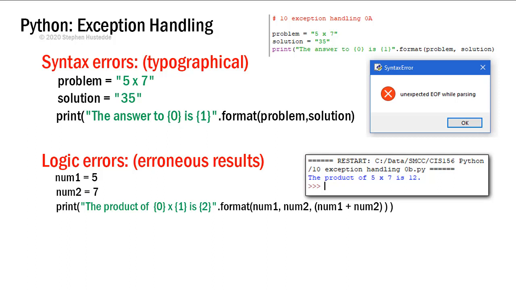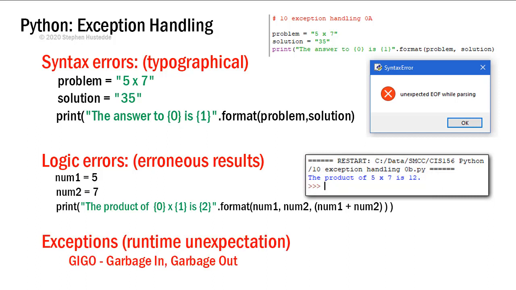So here's an example. num1 equals 5 and num2 equals 7, and what I want to print is the product of 5 times 7 is 35. And so I use placeholders 0, 1, and 2, and my format method of num1 going into 0, num2 going into 1, and num1 plus num2 going into 2. And the result is I get the product of 5 times 7 is 12. So I'm getting a logic error. I'm not getting the results I expect, which would be 35. And of course, the reason, if you haven't caught it, is I used a plus sign rather than an asterisk for multiplication. Everything works fine, I just don't get the results I expect. That's a logic error on the part of the developer.